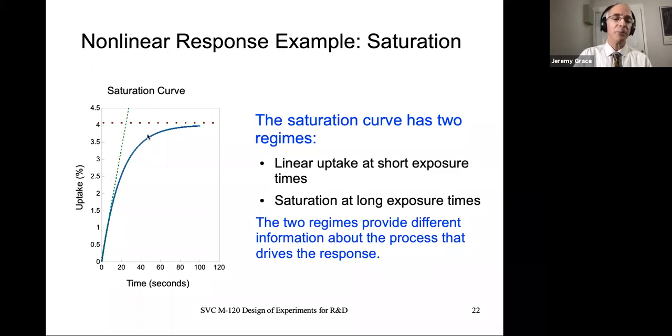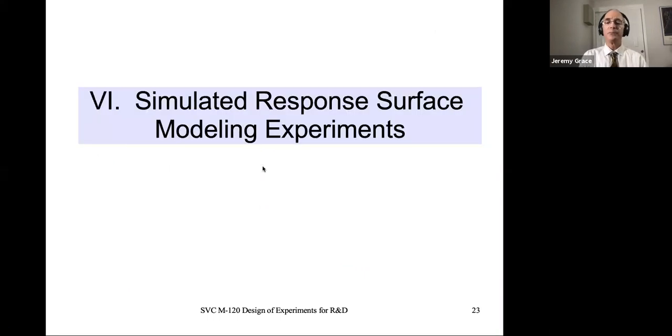But in a simple example here, imagine your surface is taking something up and eventually it becomes saturated. And it happens with time. When the surface is uncovered, the uptake is linear with time, and as the surface becomes saturated, it flattens off. So there are two regimes, the short time regime where there's a linear slope, and the long time regime where it's just flat. And those two regimes provide different information about the process that is driving the response.